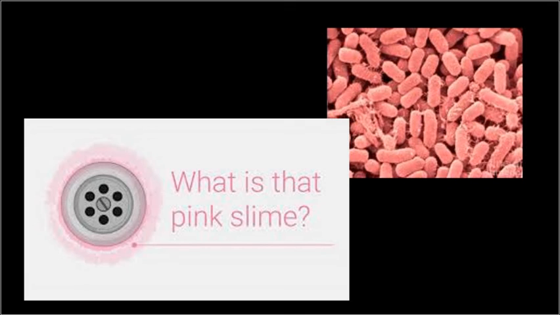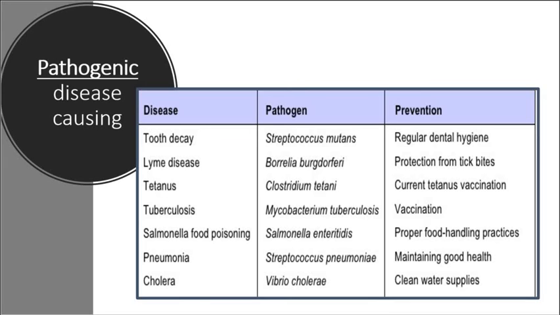Now, unfortunately, bacteria also can be pathogens, or they can cause diseases. This is a list of some of the examples of some very common types. Tooth decay is caused by a type of strep, which is the same family that causes strep throat. Lyme disease is caused by bacteria, a pretty intense one. You need to have antibiotics for a while.